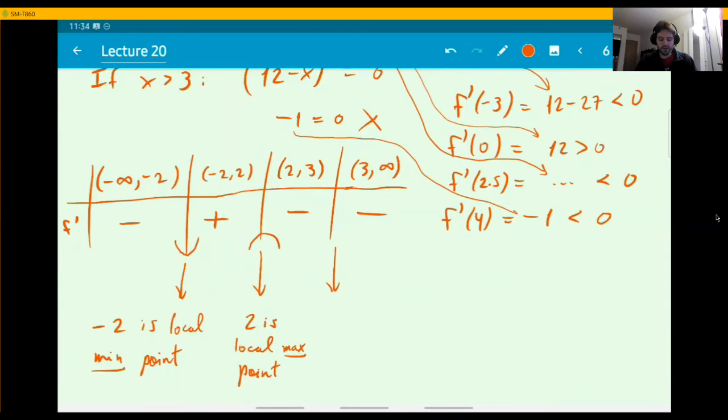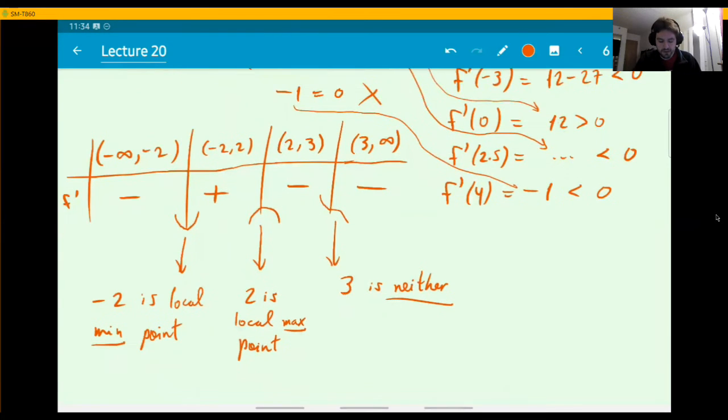And finally, around the number 3, decreasing and decreasing again. 3 is neither a local max nor a local min. That's the answer to the problem. So this is how the first derivative test works. You're looking at how the derivative sign changes before and after each critical point.